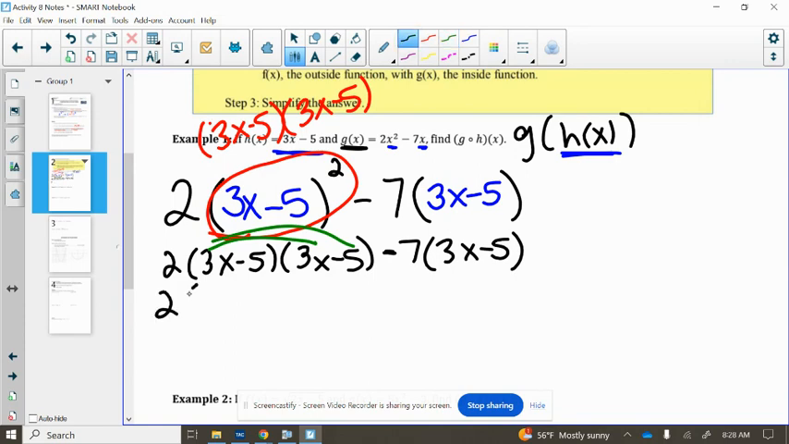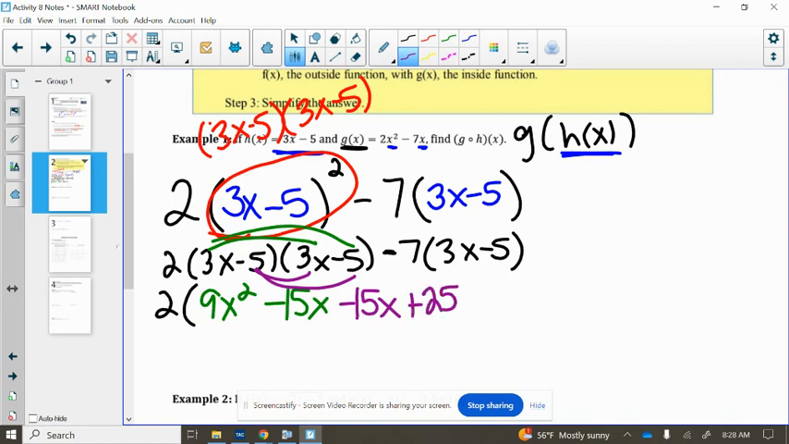So we have the 2 on the outside. 3x times 3x is 9x squared. 3x times negative 5 is negative 15x. And then we're also going to do the same thing with that negative 5 getting distributed through. Negative 5 times 3x, negative 15x. Negative 5 times negative 5 is positive 25. And then on the second part, we also have this negative 7 we can distribute. We have negative 21x plus 35, negative times negative.